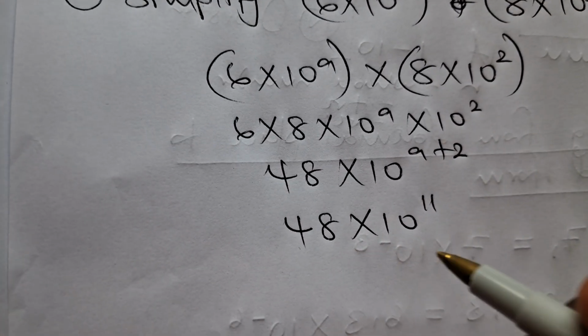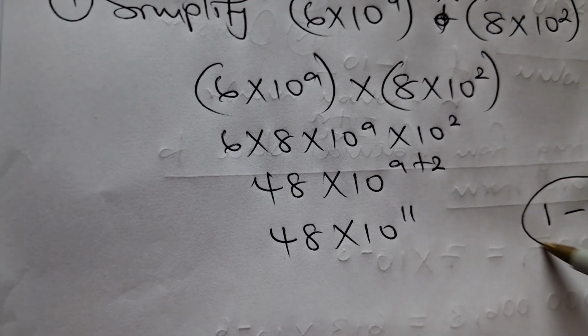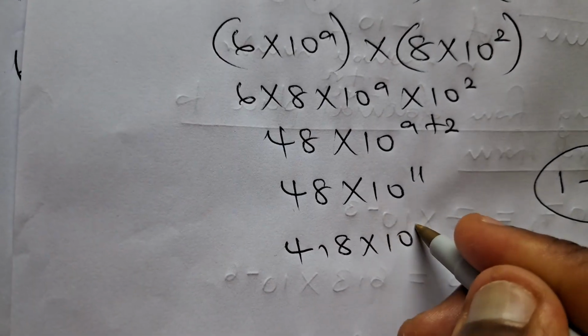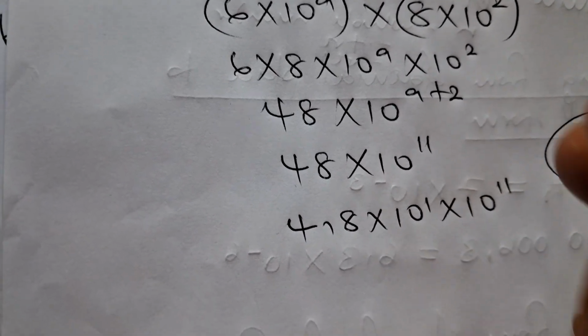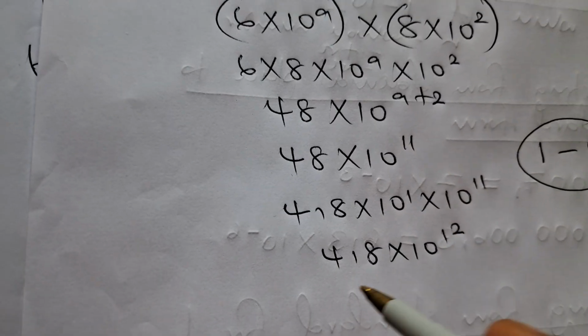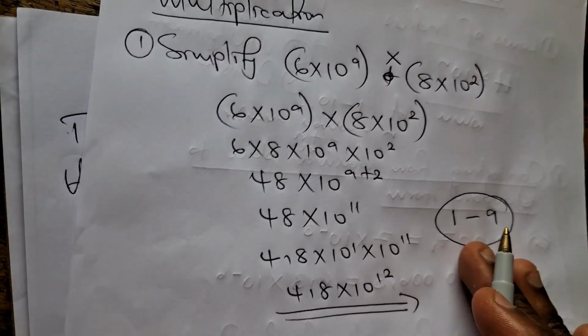Remember, 48 is not in the range between 1 and 9, so we are going to convert. 48 becomes 4.8 times 10 to the power 1 times 10 to the power 11. Then you solve, you get 4.8 times 10 to the power 12. That's how we solve for multiplication. Simple as this, guys. It'll be good to go.